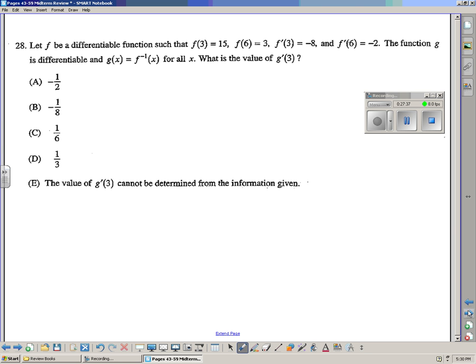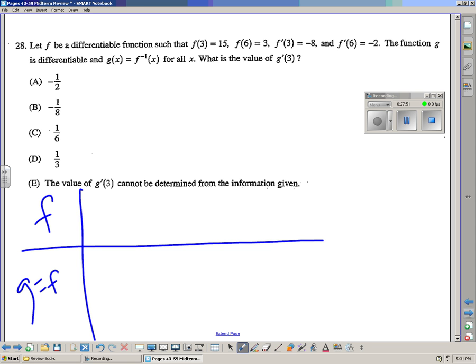And last but not least, 28. Let f be a differentiable function, and they give us some values. The function g is differentiable, and g is the inverse for all x. What is the value of g prime at 3? So I like to set up my little table for this. My little invented table here. So we want g prime at 3.